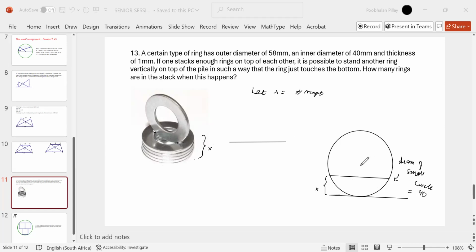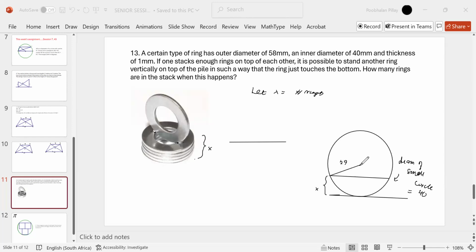Well, we have to look at the center of the large circle and see whether we can get some kind of an equation involving X. Okay? Now, what do we know? We know the diameter of the large circle, which means that if I join these, this becomes the radius of the large circle. And the diameter of the large circle is 58. So the radius of the large circle is 29.